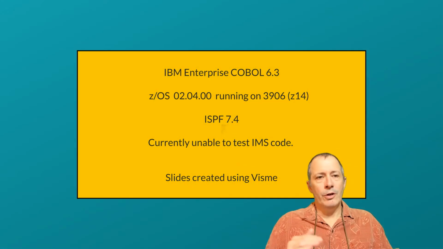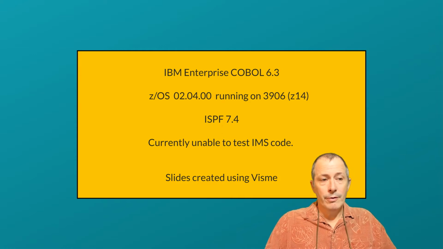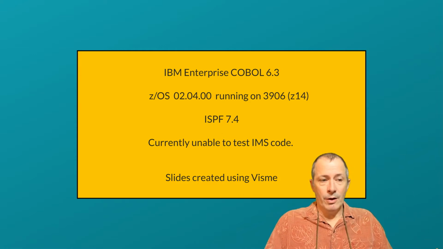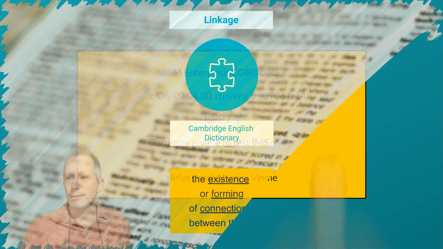Any testing was done using IBM Enterprise COBOL 6.3. Most of what's explained in this video applies to IBM Enterprise COBOL 4.2 or prior. However, the ALLOCATE verb mentioned a minute ago is a new feature introduced in COBOL 6.